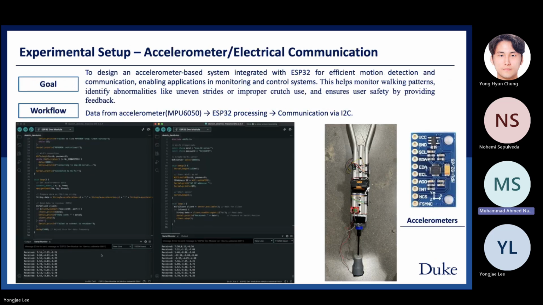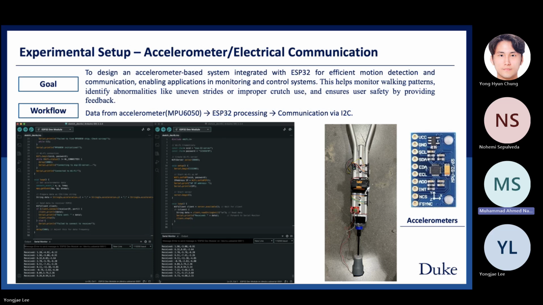Here we have used an accelerometer. An accelerometer is basically a sensor which measures the acceleration along the XYZ axes. We have used the MPU 6050 accelerometer. The accelerometer data is read by the ESP32 and processed, and after that it's wirelessly transmitted to the other ESP32, which is connected to the laptop via I2C.